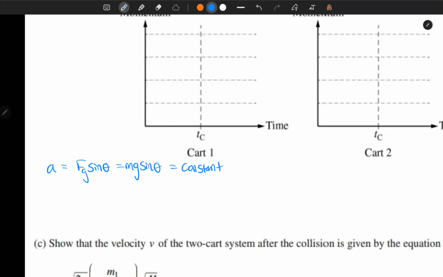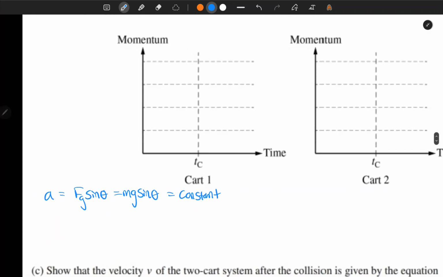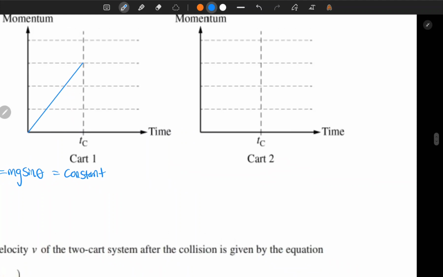And a constant force gives the cart a linear velocity. So that means it has a linear momentum. So cart 1, which moves down the ramp, has some linear velocity in time up until the time of collision. So I just draw some linear momentum line going to any one of these. And since cart 2 is stationary until the time of collision, it has zero momentum up until t_c. So we just draw this flat line.